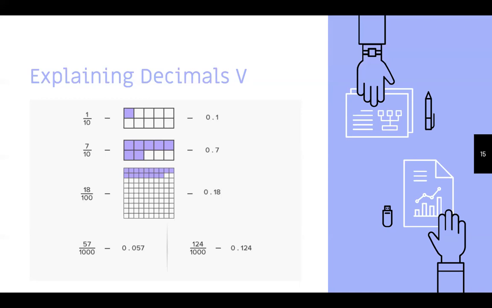Same now goes for this 18 over 100. 18 shaded blocks out of the whole 100, right? And that's what they're doing. A column, a row plus 8 in the next row.